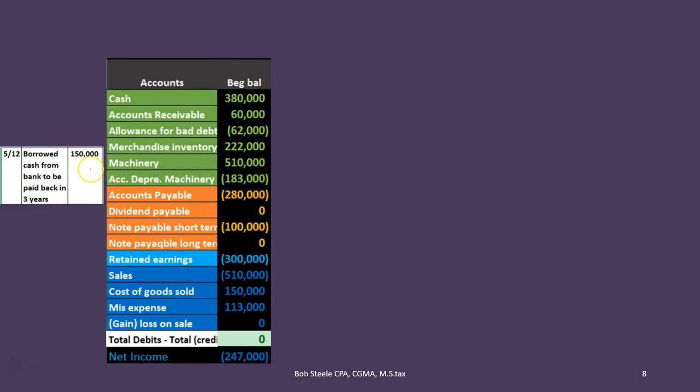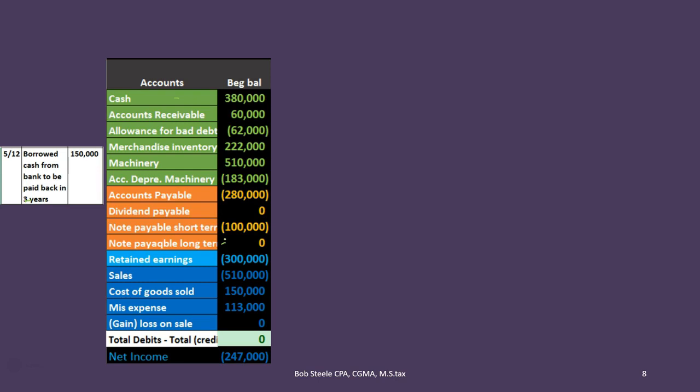We're going to borrow 150 cash from bank to be paid back in 3 years. So once again, we borrowed cash, the only difference being that there's a longer payback period here, 3 years. So cash is affected. Cash is going to go up. We got more of it. We're going to debit cash. We're going to credit a note payable this time again. However, we're crediting the long-term note payable this time because it's not going to be due for more than a year. It's past a year due.